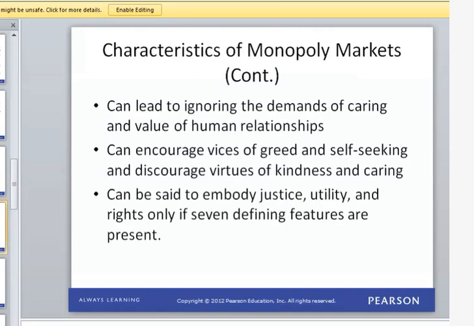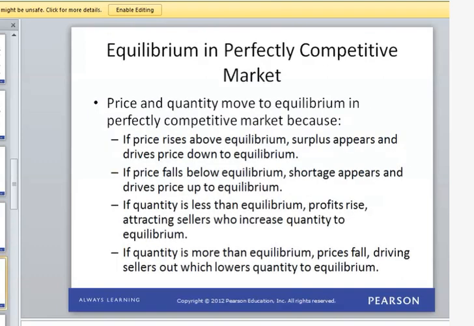Okay, sorry, this one actually refers to what is so called the monopoly characteristic, right? Afterward, we will come back to that slide. Equilibrium in perfectly competitive market.